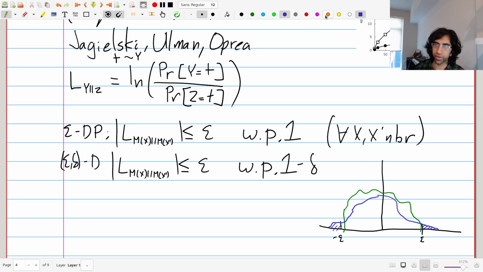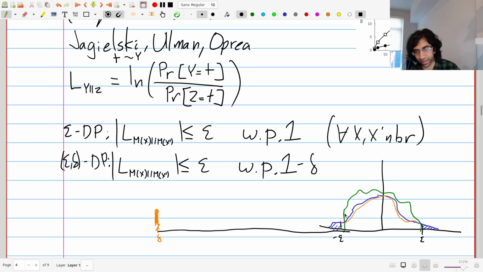And let me just draw one more for you. We could also have some random variable, pretend it's the exact same thing essentially. But then there's delta mass way over here. So there's a little bit of mass over here, the delta. And the interesting thing is that epsilon-delta differential privacy doesn't let us distinguish between this blue curve and the orange curve. It just says that somewhere out there we have this amount of mass, but we don't really specify further where exactly it is.